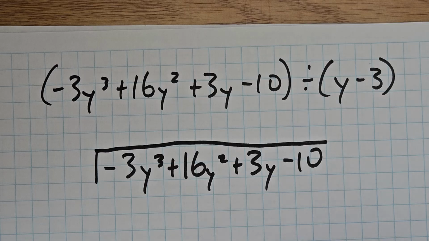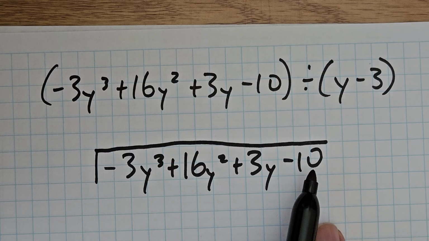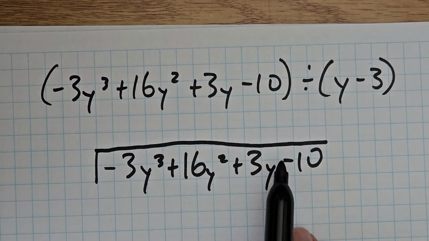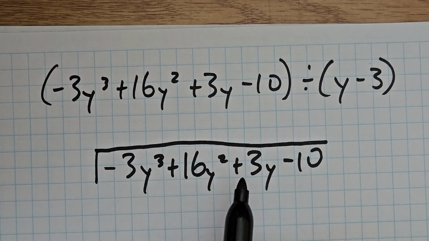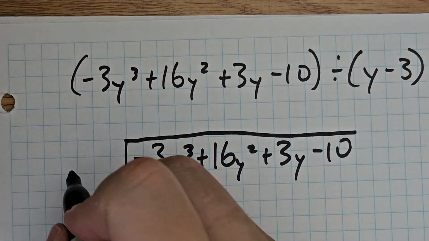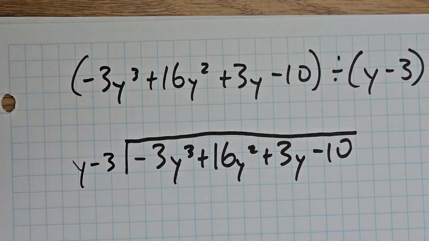Watch out for that. Also, when you're writing your dividend, make sure that you're not skipping any degrees or powers, or I refer to them as place values. Y to the third, y to the second, y to the first, y to the zero. If any of those were missing, I would need to fill in a place value holder 0. But this one doesn't need that. And then our divisor is y minus 3. That's going to go right up front right here.